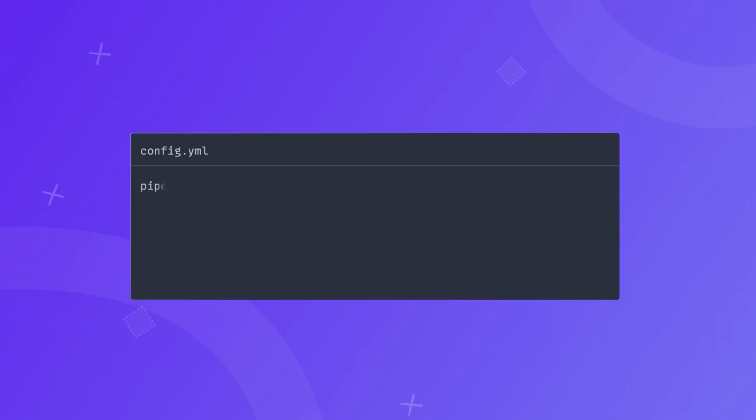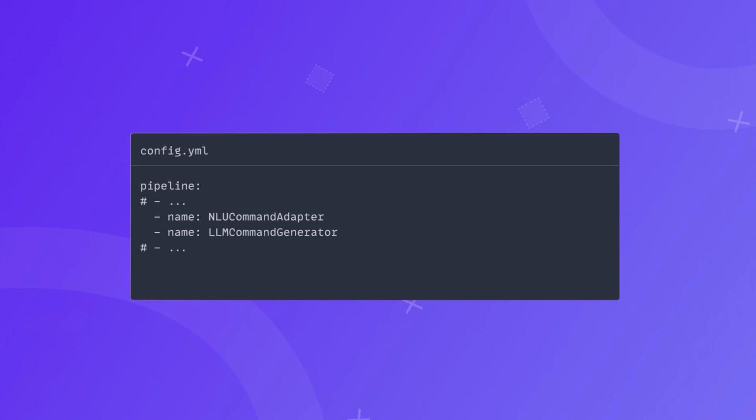Another great option is that you can have multiple Command Generator components configured at the same time. So, for example, if you would like to use both NLU Command Adapter and LLM Command Generator for your assistant, you can do that as follows, and simply configure both of them in your config.yaml file. Keep in mind that components are executed one after another. This means that if NLU Command Adapter successfully predicts the start of a specific flow, LLM Command Generator will be skipped.